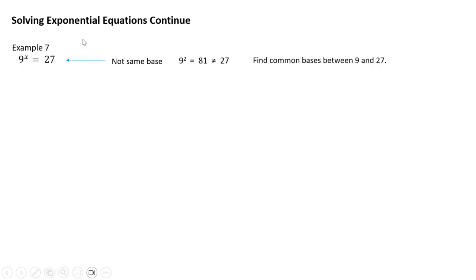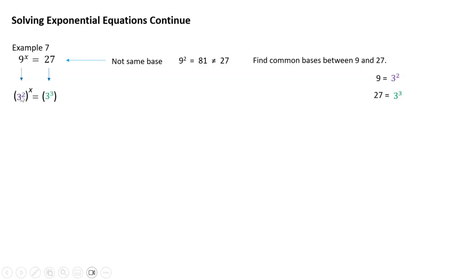So we know that 9 is equal to 3 squared, and 27 is 3 cubed. So then I'm going to replace the 9 with 3 squared, bring down the exponent, the x, and I'm going to replace the 27 with 3 cubed.